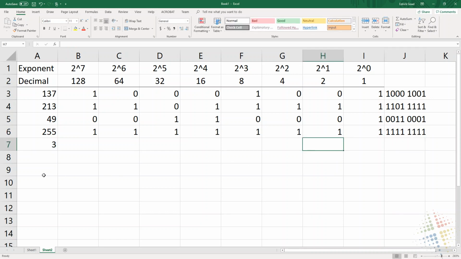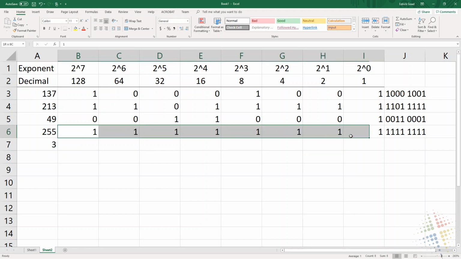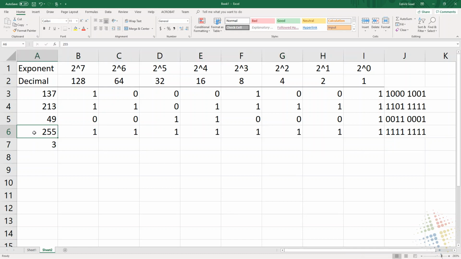11111111. All ones in our binary digits, which means, in fact, for an 8-bit number, 255 is the largest 8-bit number we can have. In fact, as you look around and you see IP addresses on the internet, the number 255 is the largest IPv4 address number that you will see out there.